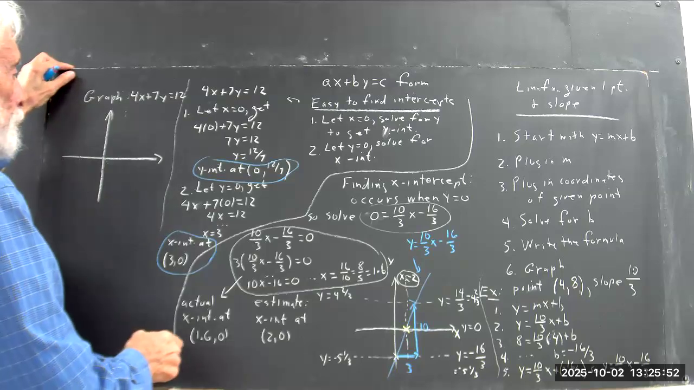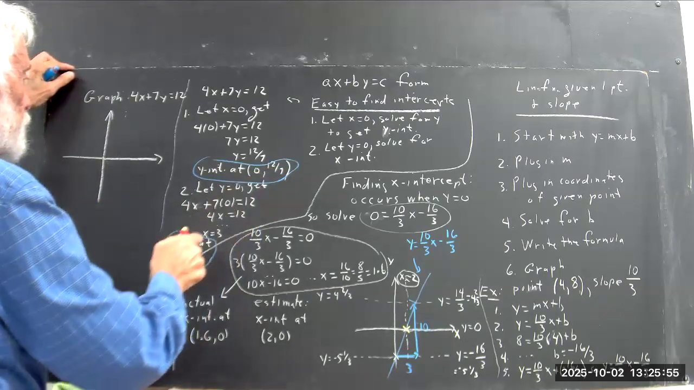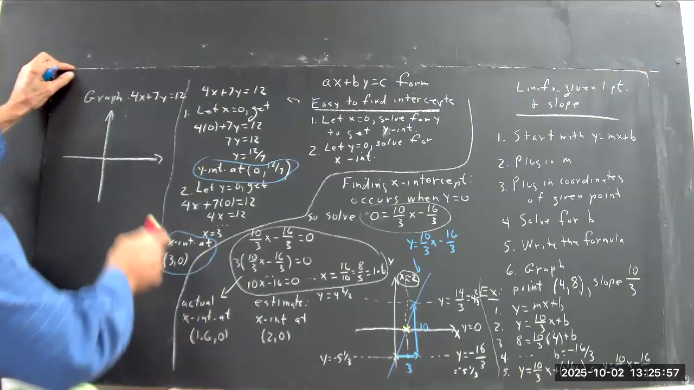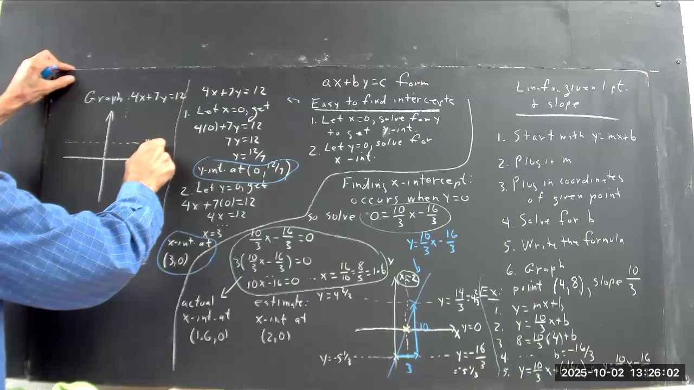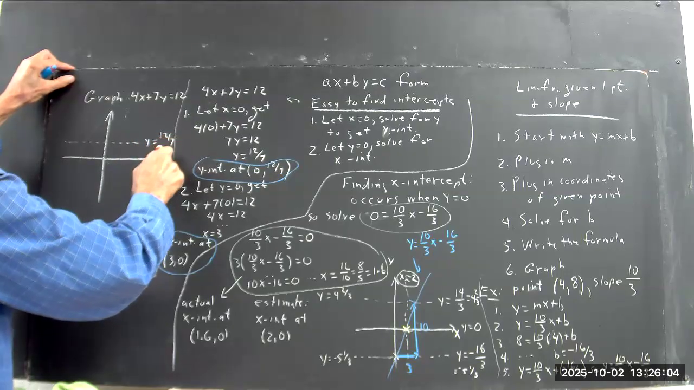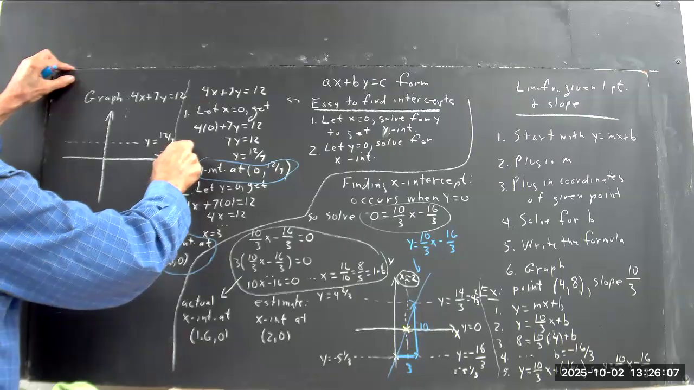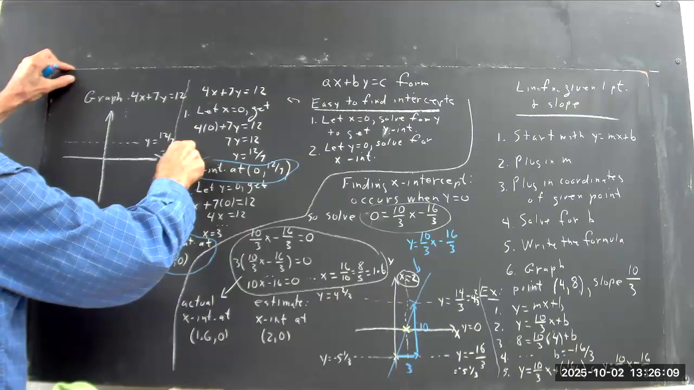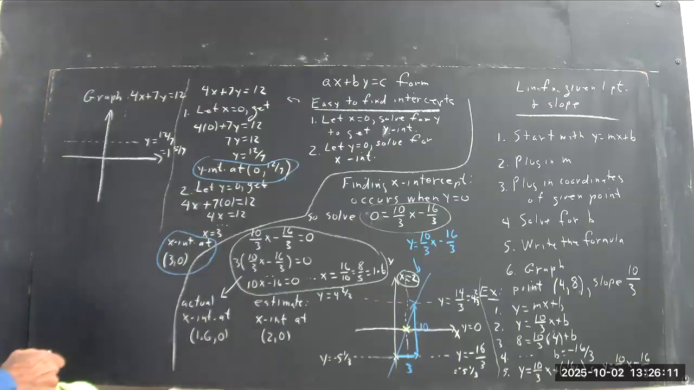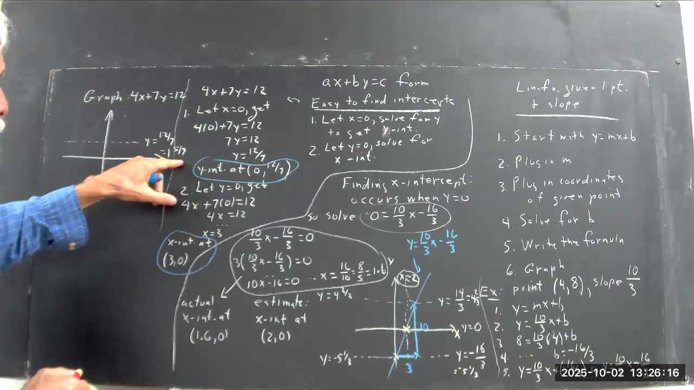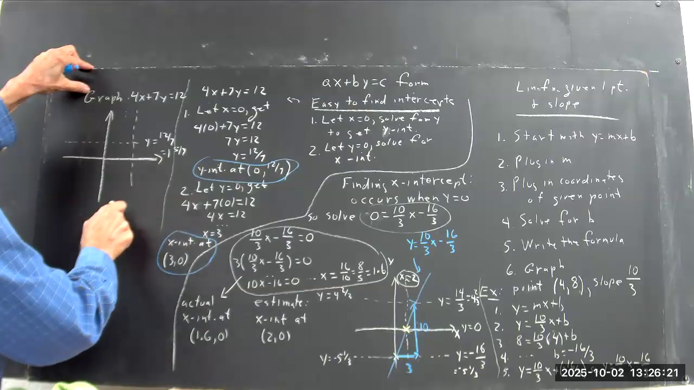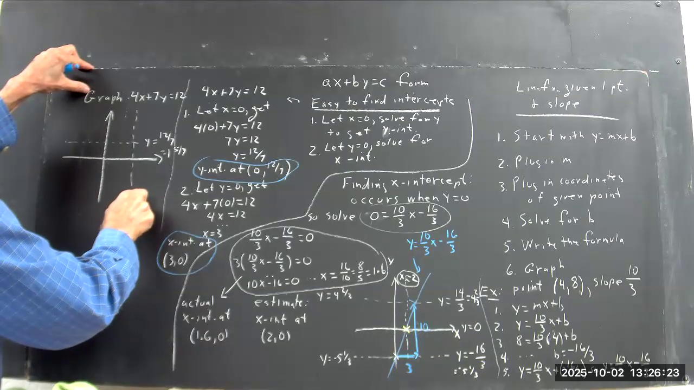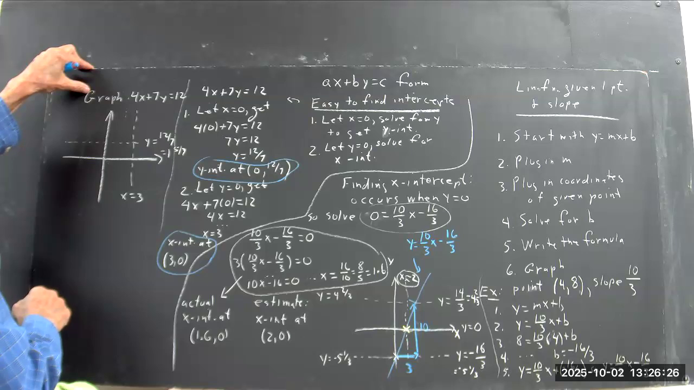You just say, okay, your y-intercept is at 12 sevenths, which is 1 5/7, a little closer to 2 than it is to 1. And your x-intercept is at (3, 0). So this is pretty close to 1.5 if you use equal scales. x equals 3 would be here.